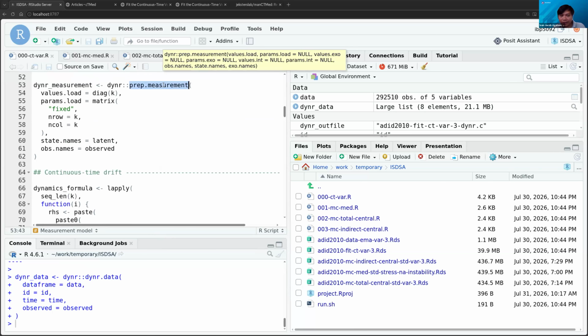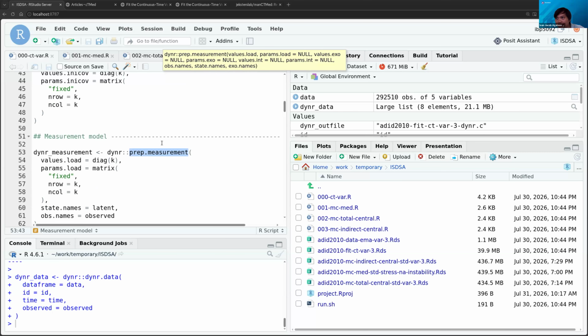So for the measurement part, if you're familiar with CFA, confirmatory factor analysis, you can actually specify a measurement model, and then you have indicators measuring your latent variables. Let's see.